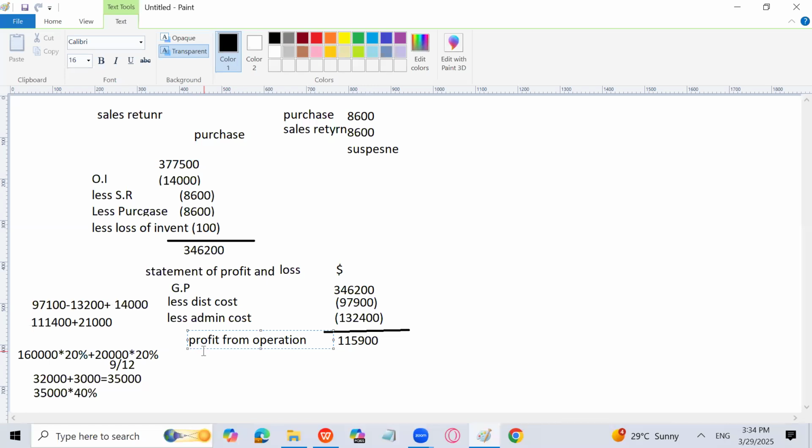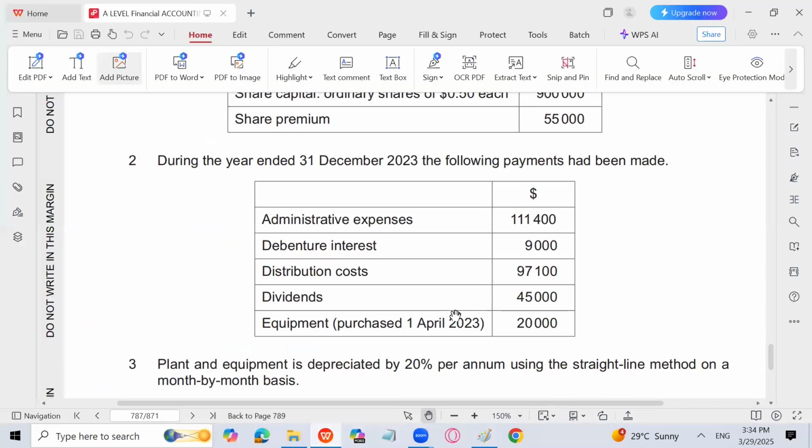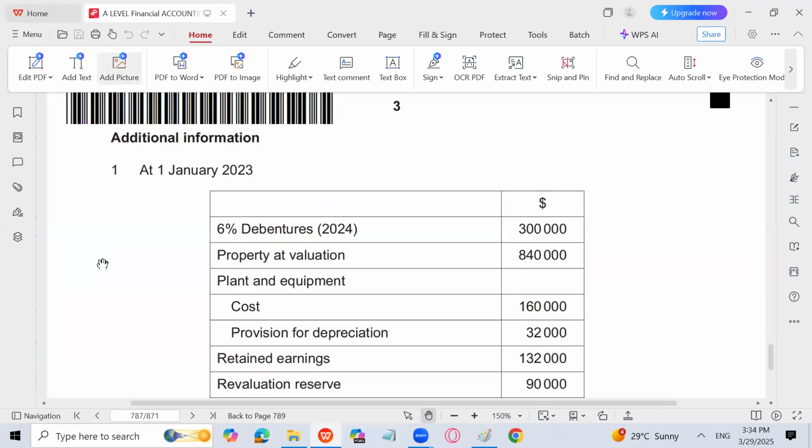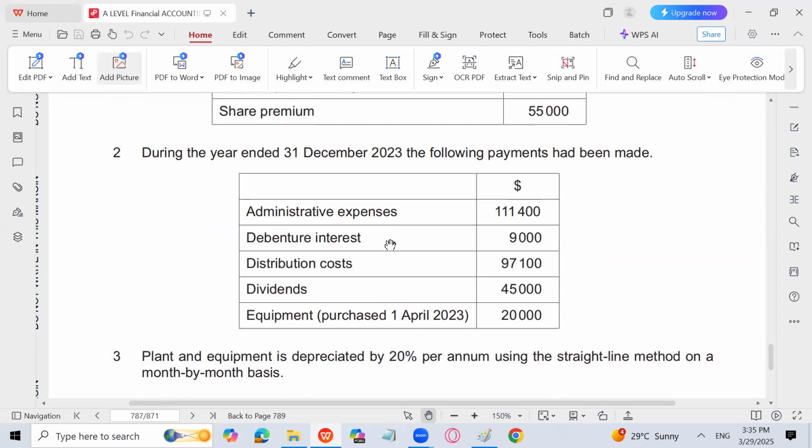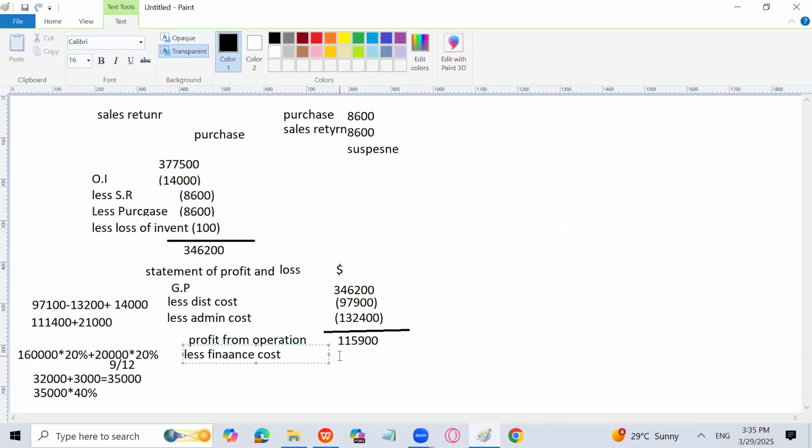Now I have to subtract finance cost from this, less finance cost or interest cost. Always remember, an interest cost will be written with the full amount. Why, sir? Because under the accrual concept, the income statement of profit and loss records an expense when it occurs, either it is paid or not. So debenture interest is 3 lakh into 6%, that is 18,000. Yes, 9,000 has been paid and 9,000 is not yet paid. That is the current liability. But the expense for the year will remain 18,000, either it is paid or not.